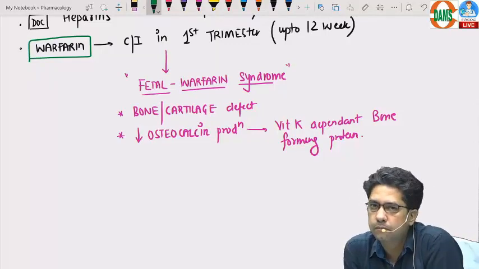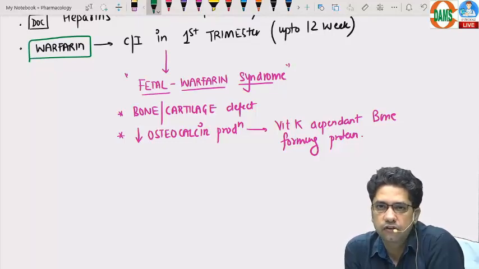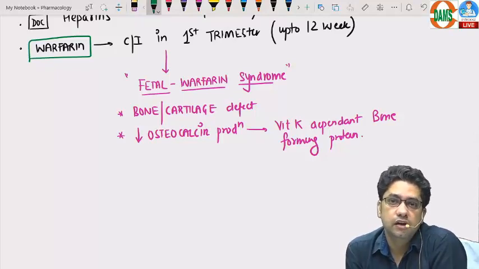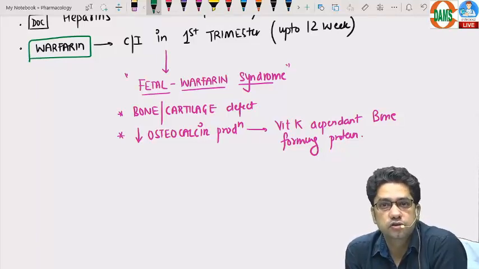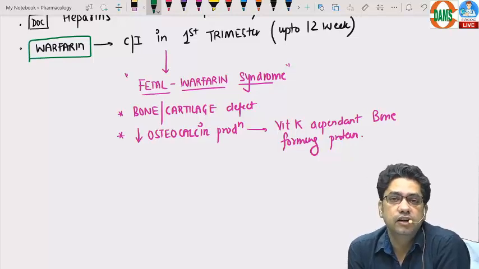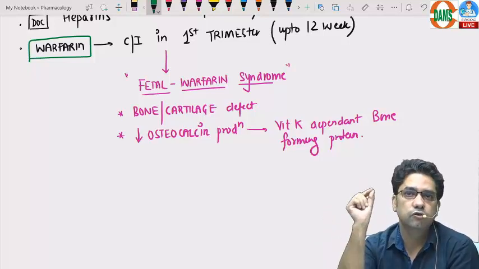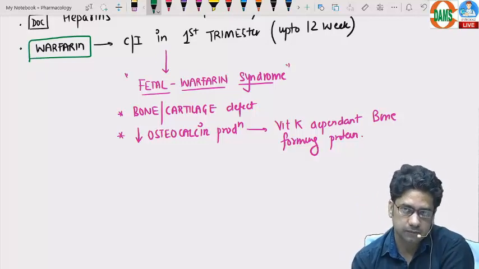So does our bone require vitamin K also? Yes. Our bone definitely needs vitamin D, but vitamin K is also required for bone formation. Remember, I will tell you later on, vitamin K deficiency also causes osteoporosis. Why does vitamin K deficiency cause osteoporosis? Because vitamin K is responsible for formation of osteocalcin. We read this point in phenytoin also.